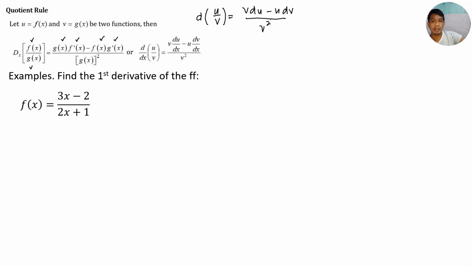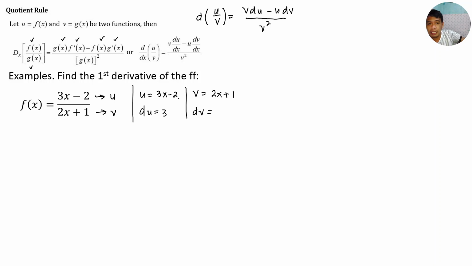So let f of x be equal to 3x minus 2 all over 2x plus 1. Find its first derivative. So if f of x is a quotient of 3x minus 2 all over 2x plus 1, we can set your numerator be u and your denominator be v. So in that case, sabi ng formula, kailangan ko ng du at saka ng dv. So u is equal to 3x minus 2, and I have v be equal to your denominator 2x plus 1, and the formula requires the derivative of each.